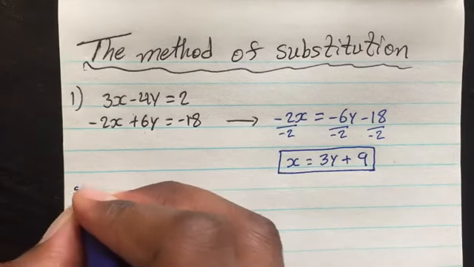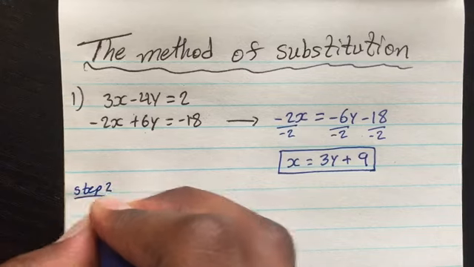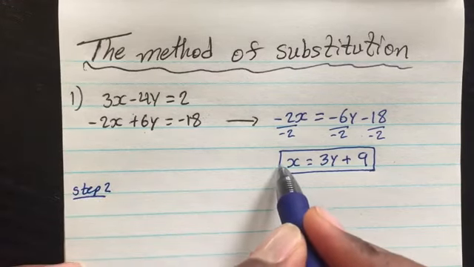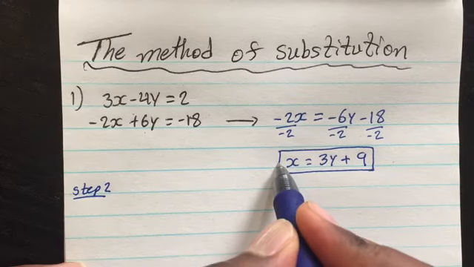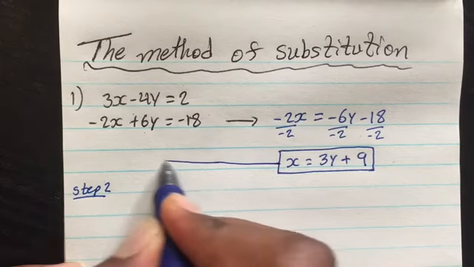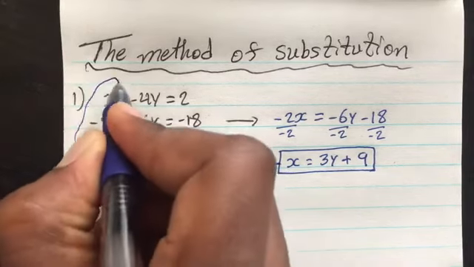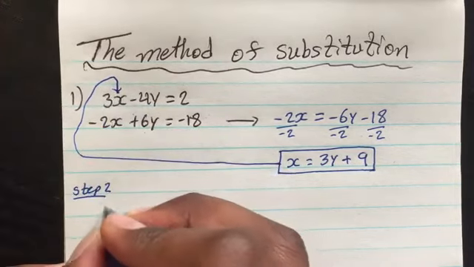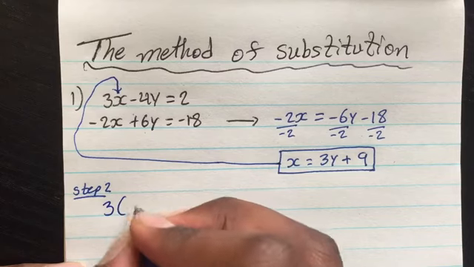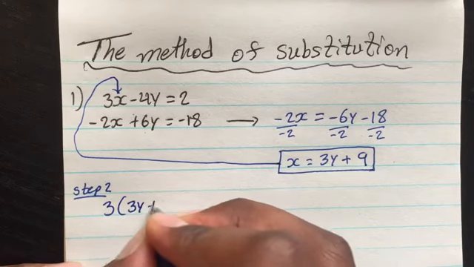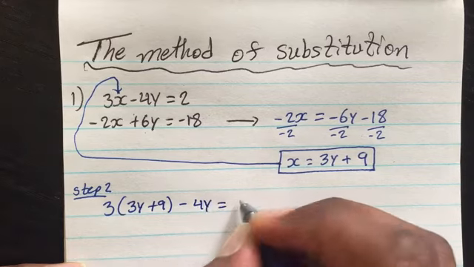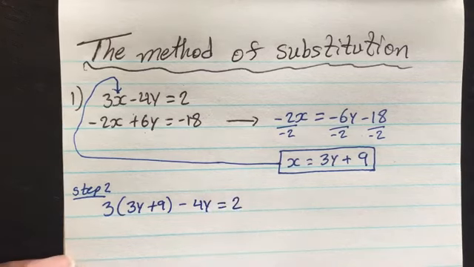Now step 2 is to take the result from step 1, substitute that into the equation that we didn't use, which is equation 1. So this becomes 3 parentheses 3y plus 9 minus 4y equals the value 2.